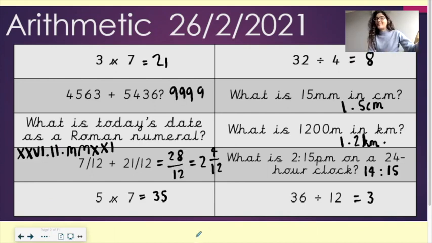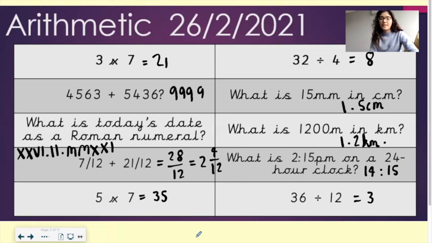Here are your answers. 3 times 7 equals 21. 4,563 plus 5,436 equals 9,999. What is today's date as a Roman numeral? XXVI dot II dot MMXXI. 7 twelfths plus 21 twelfths equals 28 over twelfths, which is equal to 2 wholes and 4 twelfths. 5 times 7 equals 35. 32 divided by 4 equals 8.